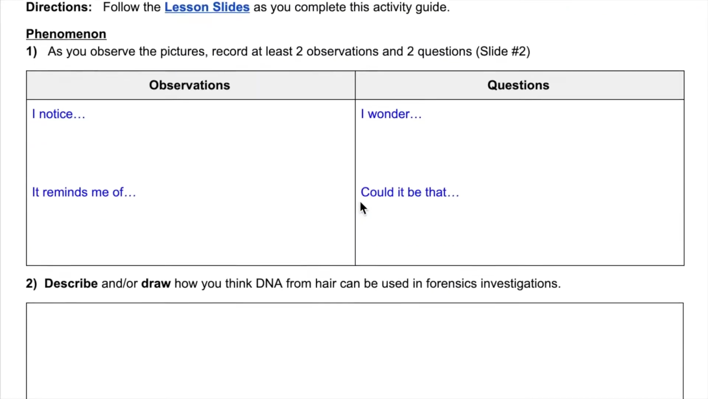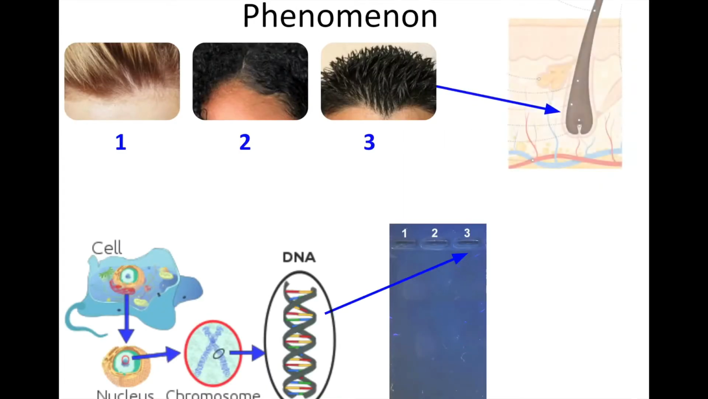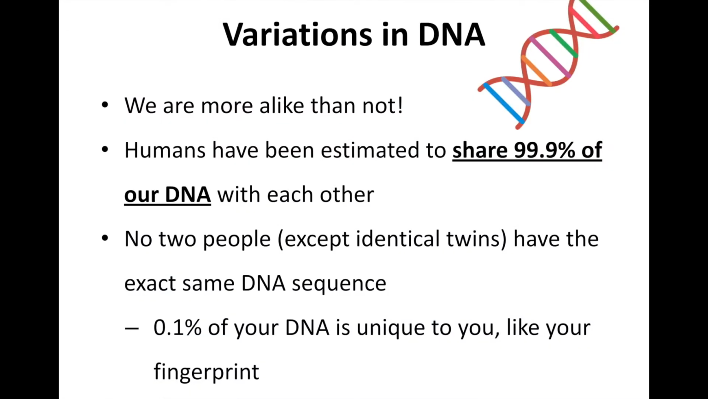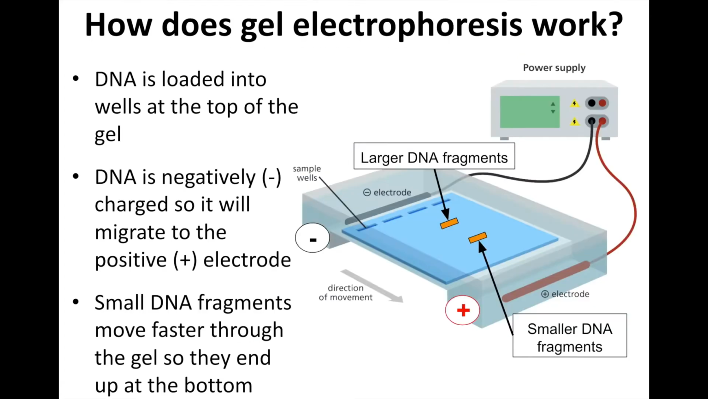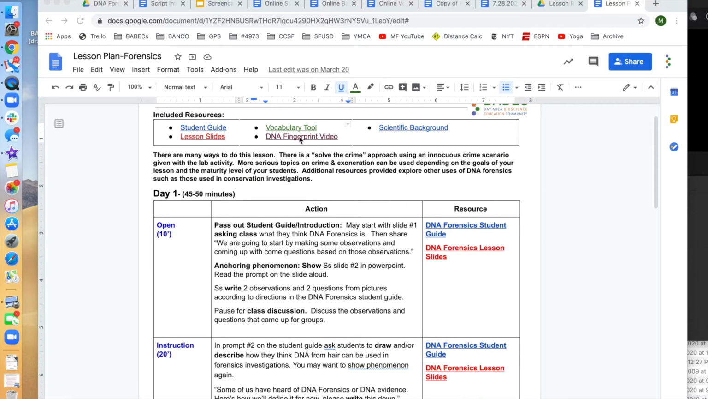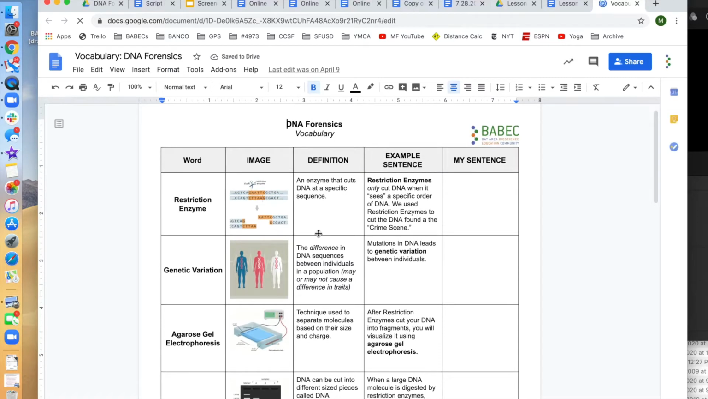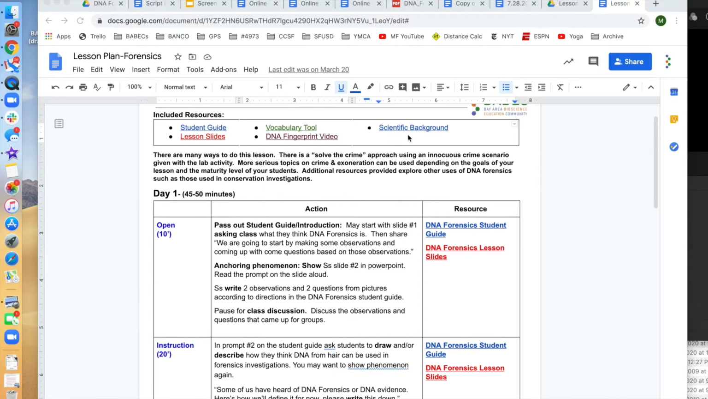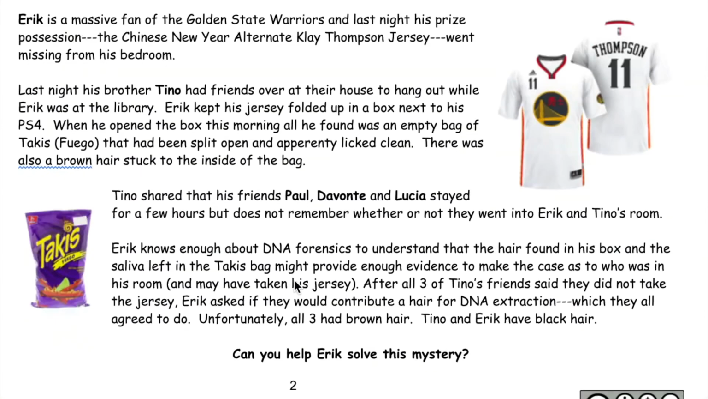Students begin the lesson by making observations in their student guide that are related to the images here in the lesson slide. Then they begin exploring the relationship between DNA variations, restriction enzymes and agarose gel electrophoresis. Next, depending on how you like to pace your lesson, students can use the vocabulary guide embedded in our lesson plan to introduce or review key concepts.